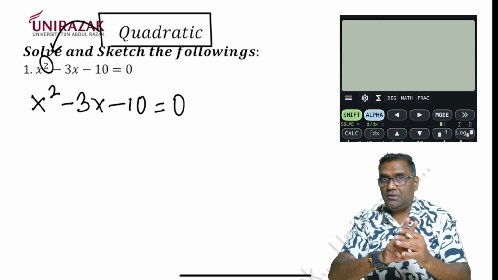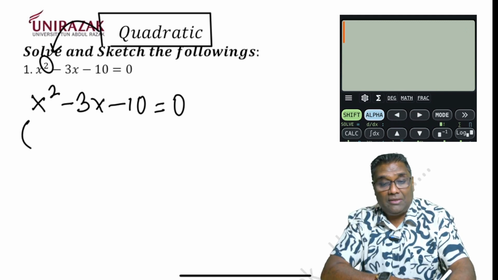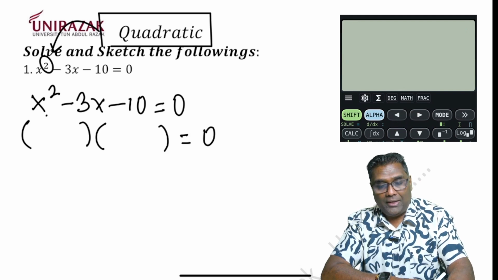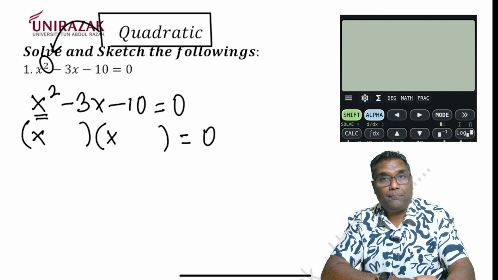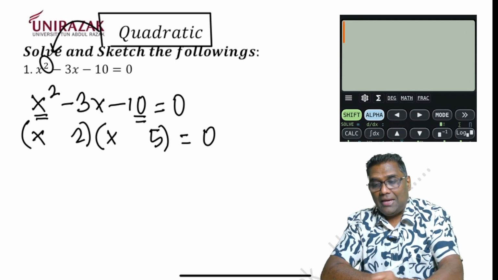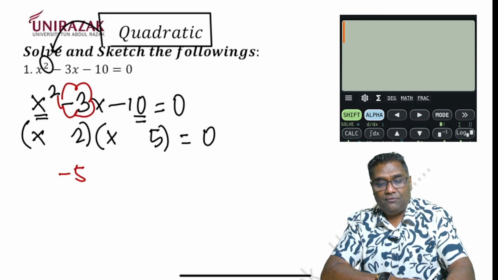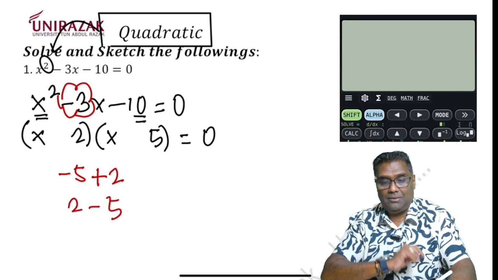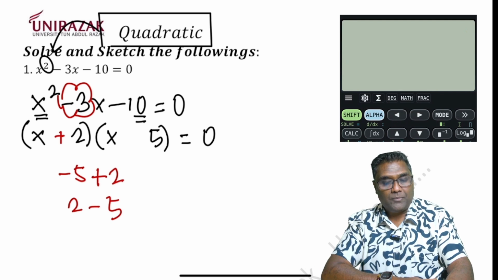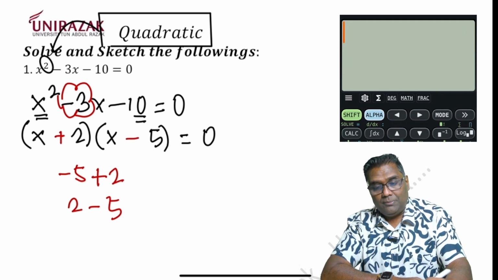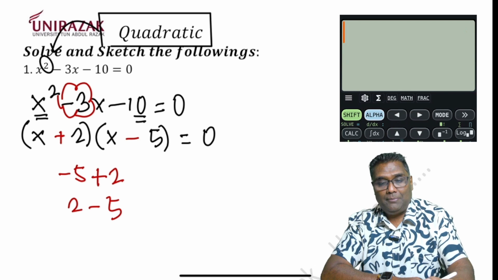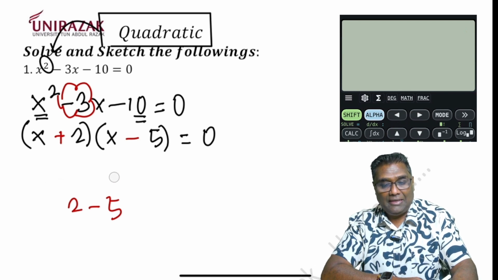Ada dua cara. Cara pertama, kita pernah belajar. We have learned this before in our Form 1, Form 2, Form 3. x squared is x times x. 10, setahu saya, 2 times 5 is 10. And I know bahawa to get negative 3, it should be negative 5 plus 2 or 2 minus 5. So what does this actually tell me? My 2 is positive, all right? My 5 is going to be negative.